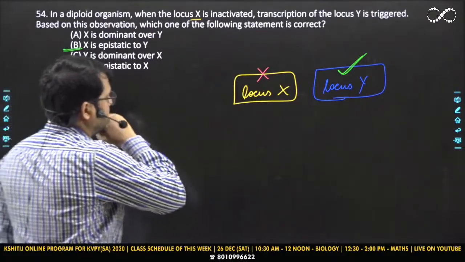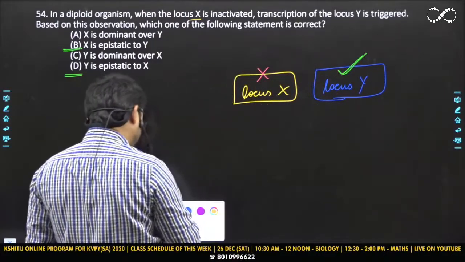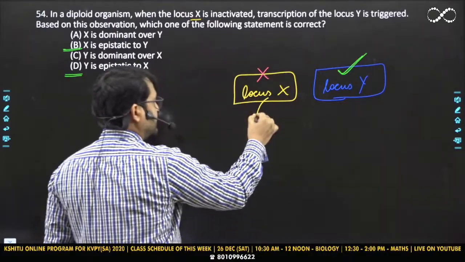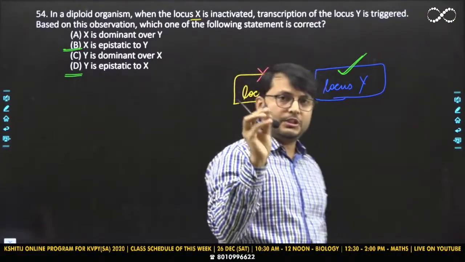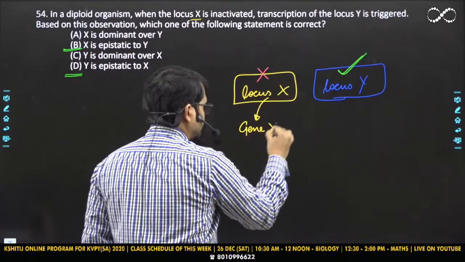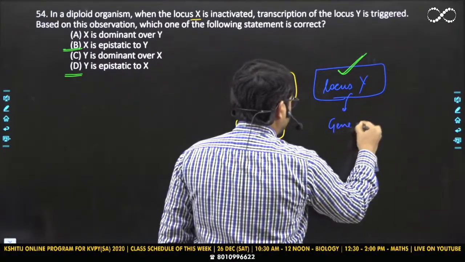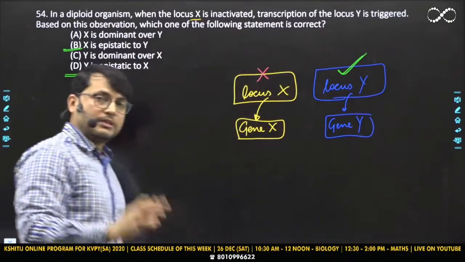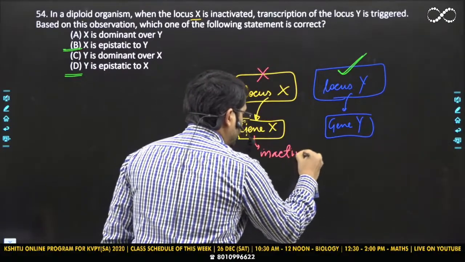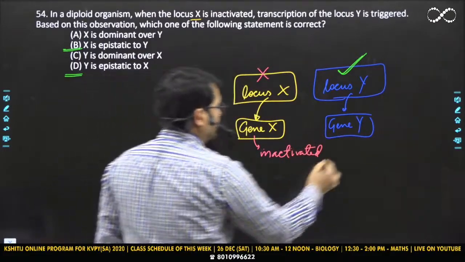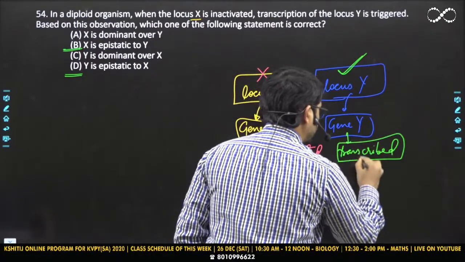This says that when locus X is inactivated, locus Y is triggered. It means that whichever gene is present at locus X, see, it is a matter of genetics. Locus X is a location on a chromosome, and on this location there will be a gene, say gene X. Similarly, at locus Y there is gene Y. Now suppose that gene X is inactivated. When this is inactivated, then only gene Y is transcribed, or you can say it is active.